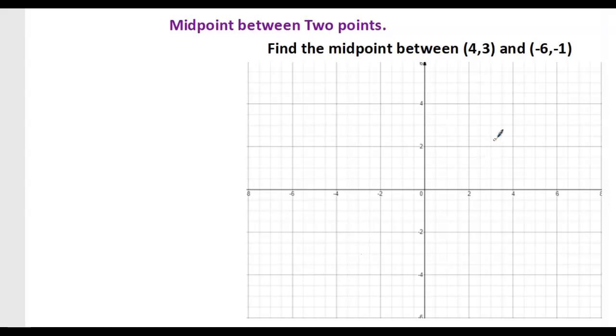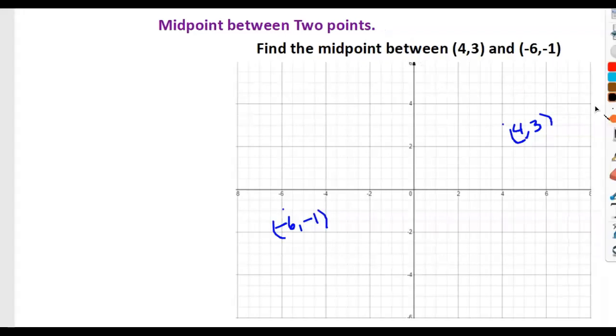Point (4, 3) can be located at 4 on the x-axis, and then 3 here, so we make our dot over there. Then point (-6, -1): you pick -6 here, and then -1, which is right here. Now let's draw a line to join them together.